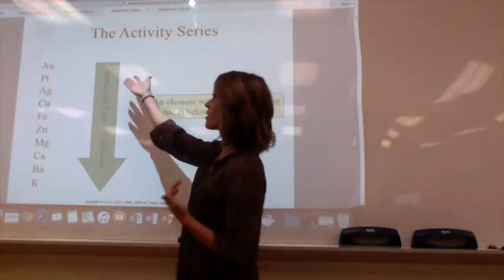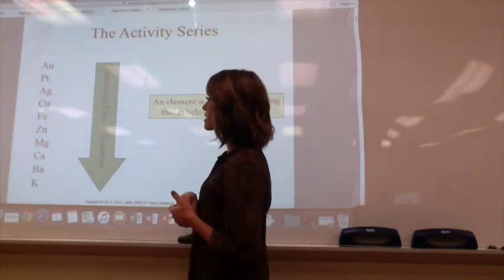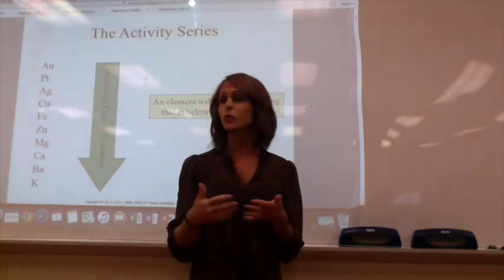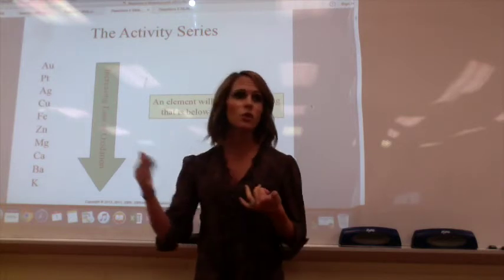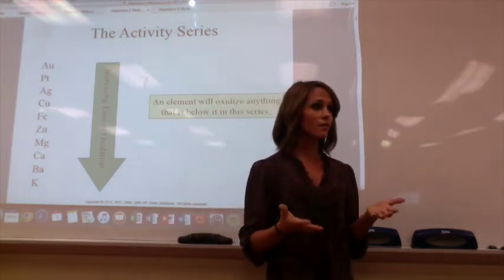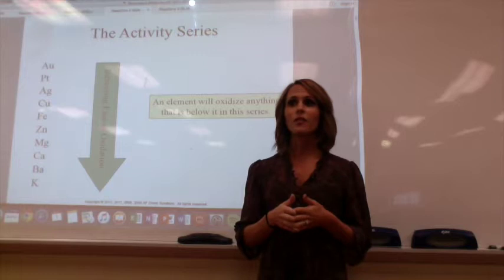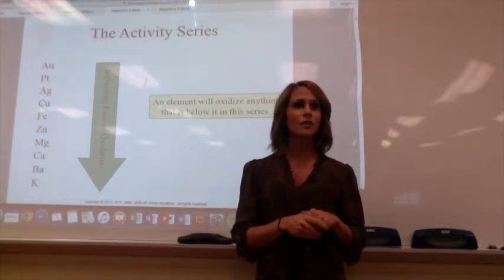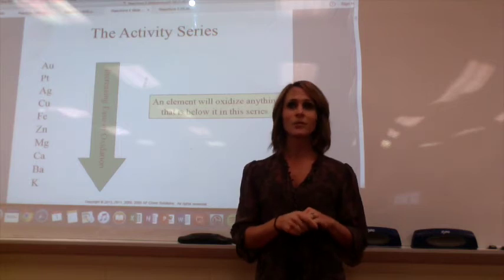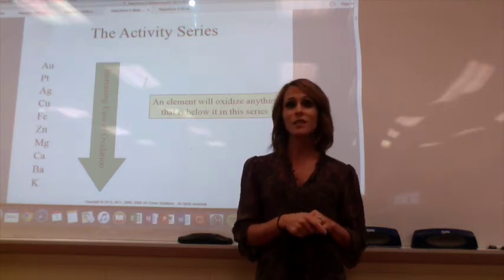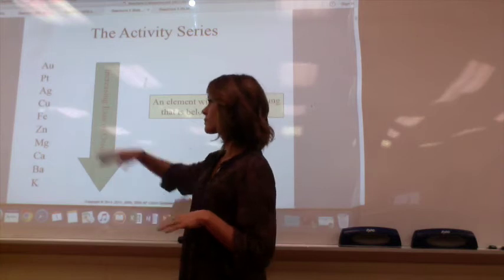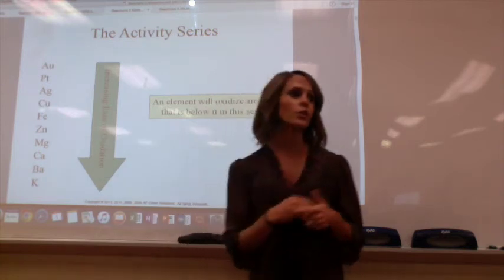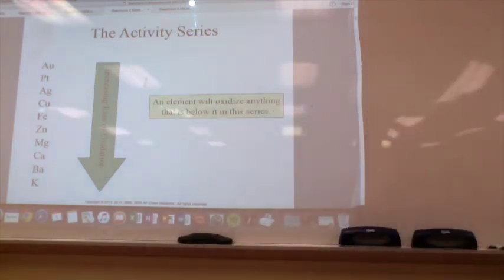So essentially here, gold all the way at the top is not easily oxidized. That's why we wear gold jewelry, platinum jewelry, silver jewelry, because it's not going to react readily. If your finger turns green, what metal do you think is on there? Copper, right? Because that does react, and it's lower on the activity series. So you'll see a green color from the oxidation of that.